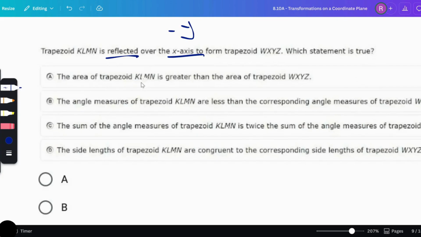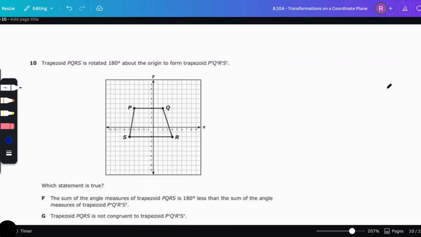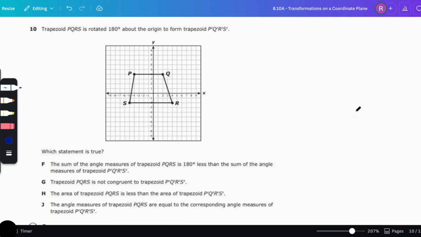I need you to answer this yourself. The area of this is greater than, the angle measure of this is less than, the sum of the angle measure of this is twice, the side length of these are congruent. Which one is true? Now let's take a look at this one. Trapezoid PQRS is rotated 180. This one means it is rotated 180 degrees about the origin.